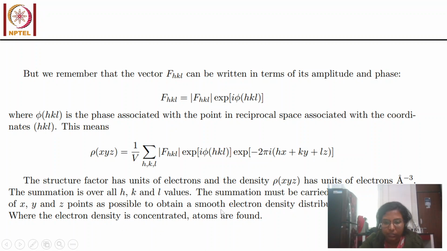The summation has to be carried out on as fine a grid of x, y, and z points as possible to obtain a smooth electron density distribution in the unit cell, and wherever the electron density is concentrated, it means there are some atoms there.